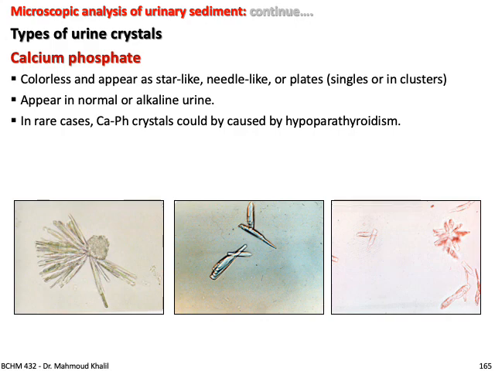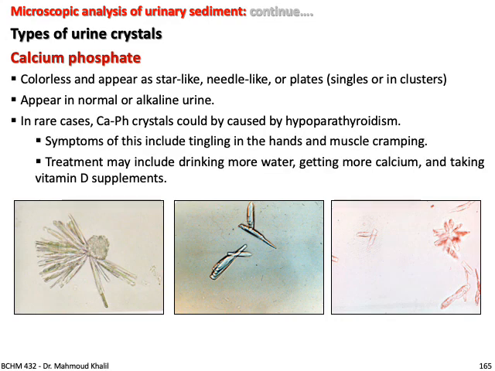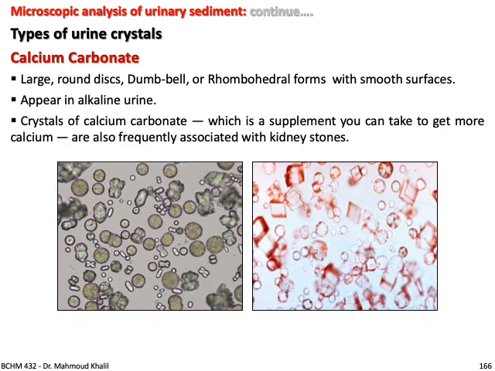In rare cases, this crystal could be caused by hypoparathyroidism. Symptoms of this include tingling in the hand and muscle cramping. Treatment may include drinking more water, getting more calcium, and taking vitamin D supplements.